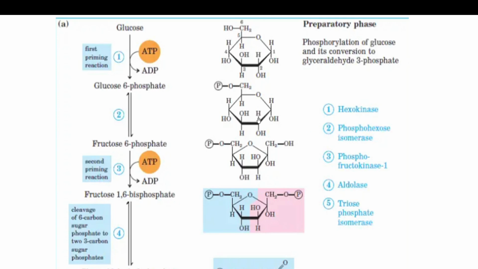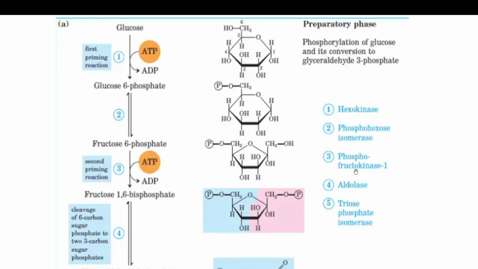This is how it looks. This is fructose 6 phosphate. Again, fructose 6 phosphate is further phosphorylated using another ATP molecule to give rise to fructose 1,6 bisphosphate. So the sixth carbon was phosphorylated, and here in fructose 1,6 bisphosphate, the first carbon is also phosphorylated, and the enzyme used is phosphofructokinase.